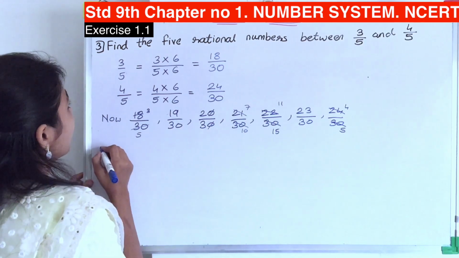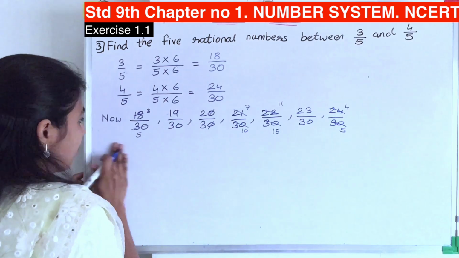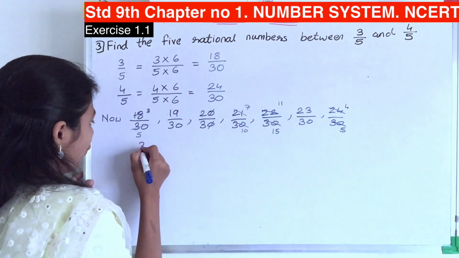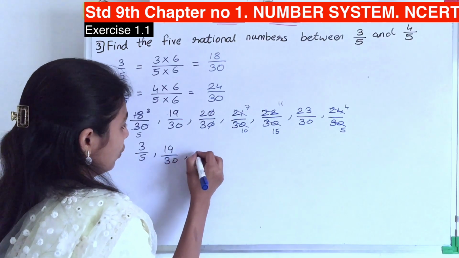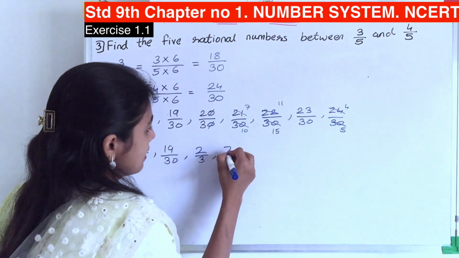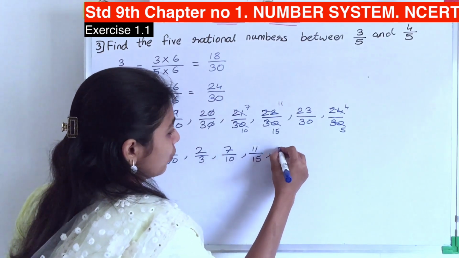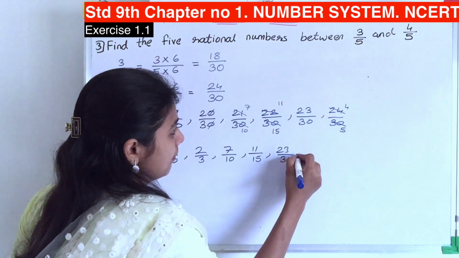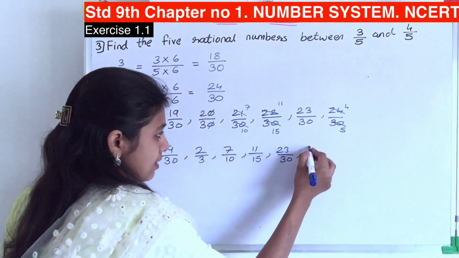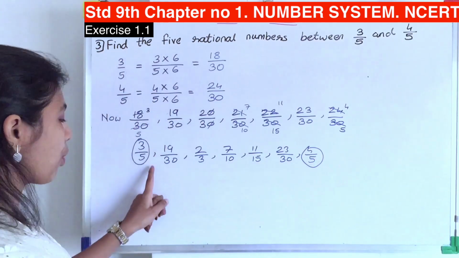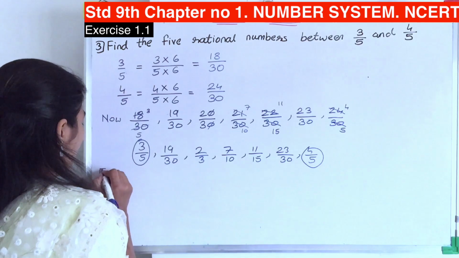First of all, I will write it in a simpler form for you people: 19 upon 30, 2 upon 3, 7 upon 10, 11 upon 15, 23 upon 30 and 4 upon 5. So these are your starting numbers. And which are the numbers between 3 upon 5 and 4 upon 5? These numbers.